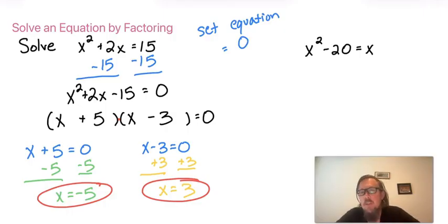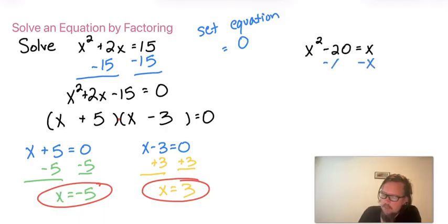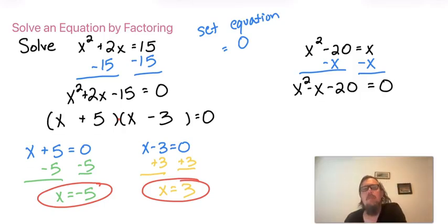Okay, let's look at this next one. x squared minus 20x equals x. Again, it's not equal to 0, so our first step is to set it equal to 0. So we'll subtract x on both sides. And we can't combine the x with x squared because they don't have the same exponent. So we're going to leave those separate. I'm going to write it in standard form, x squared minus x minus 20.